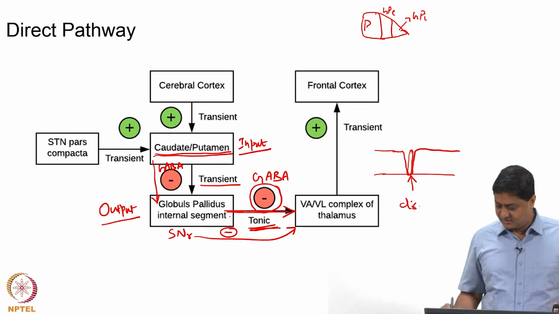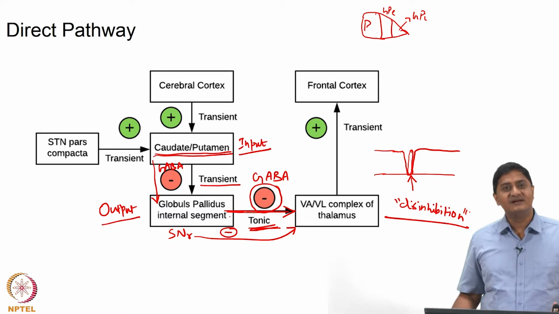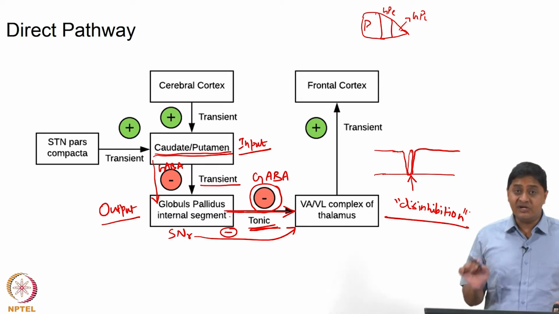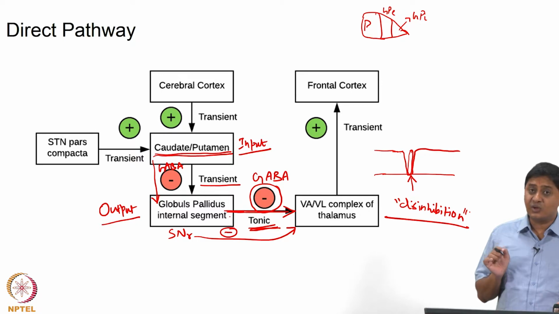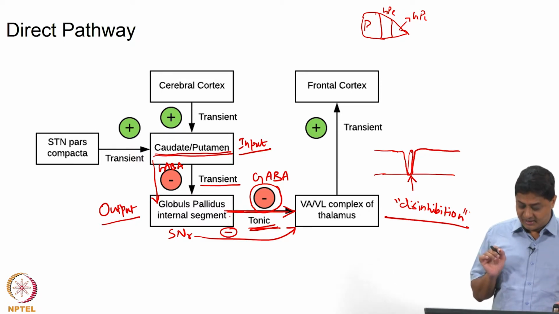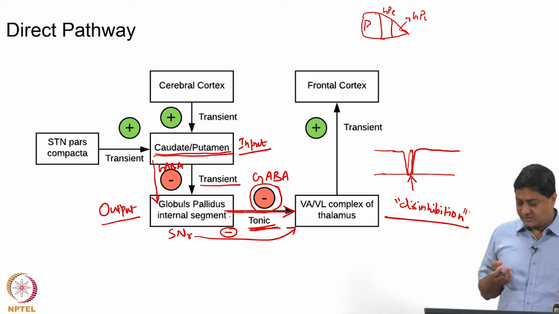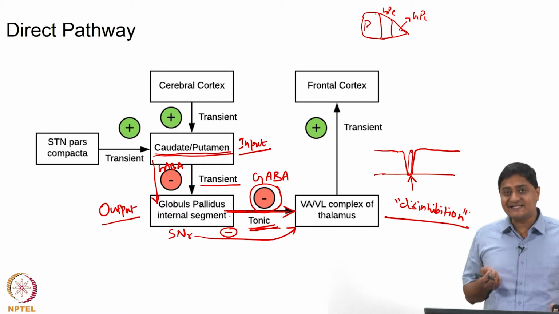Essentially this is the most important function of the basal ganglia, that is disinhibition. Inhibition is provided by the globus pallidus internal segments, and that inhibition by itself is inhibited by the direct input coming from caudate and putamen, or from the striatum. Now, that essentially disinhibits transiently. Why?